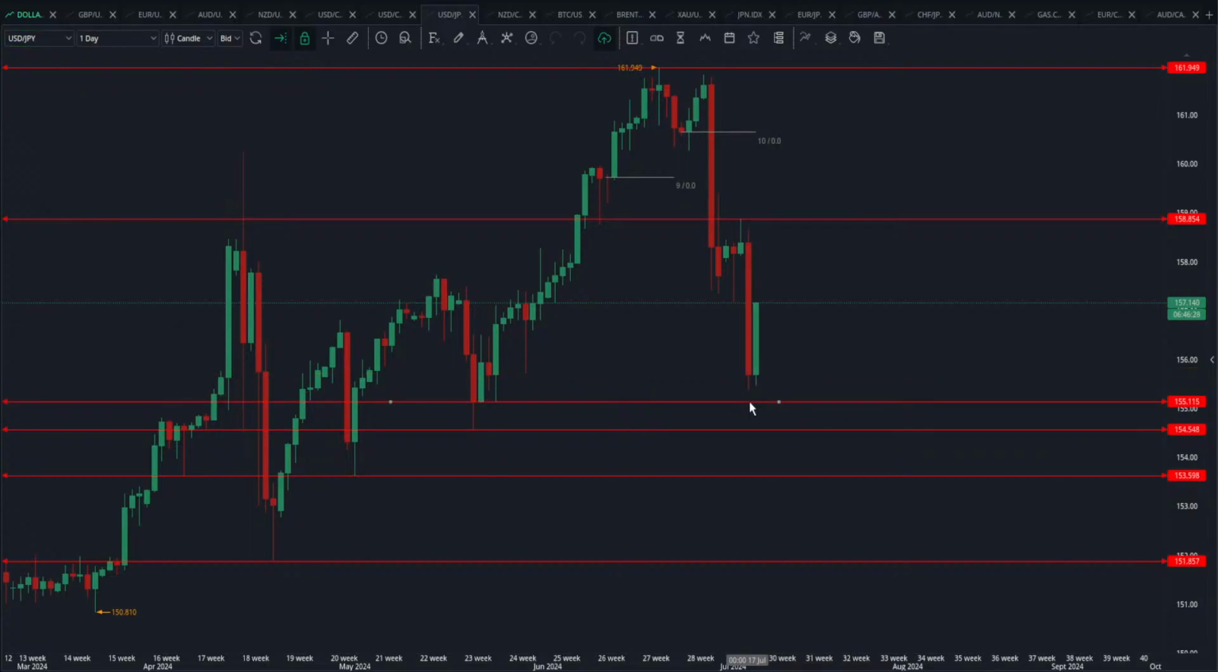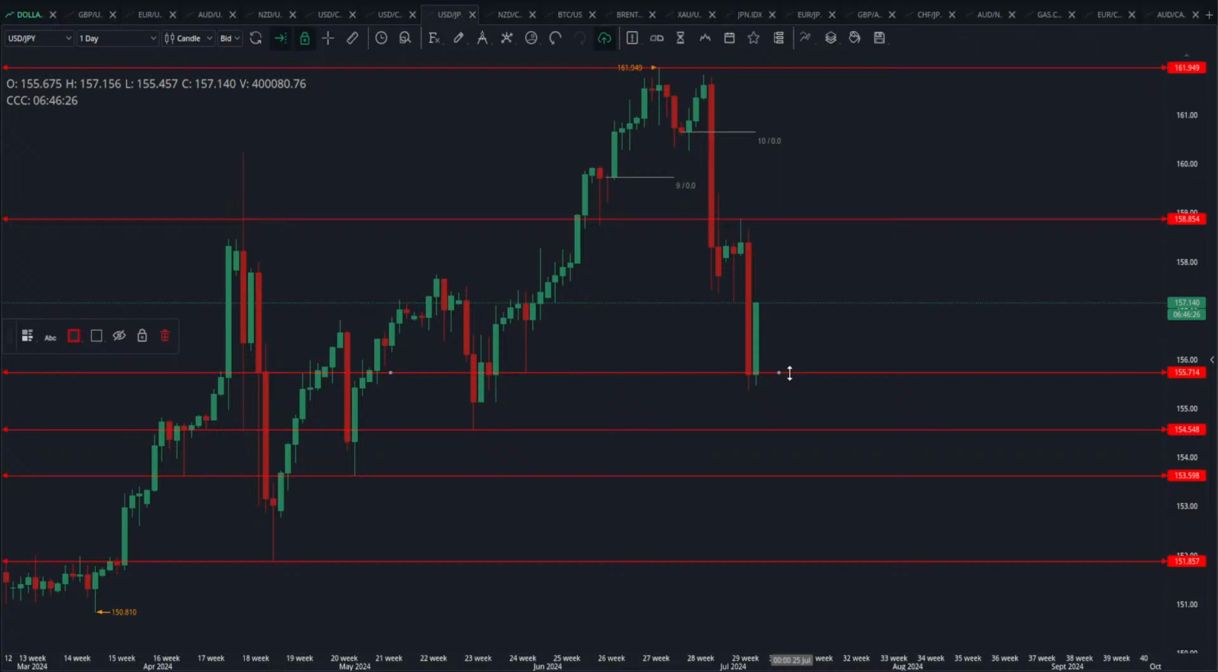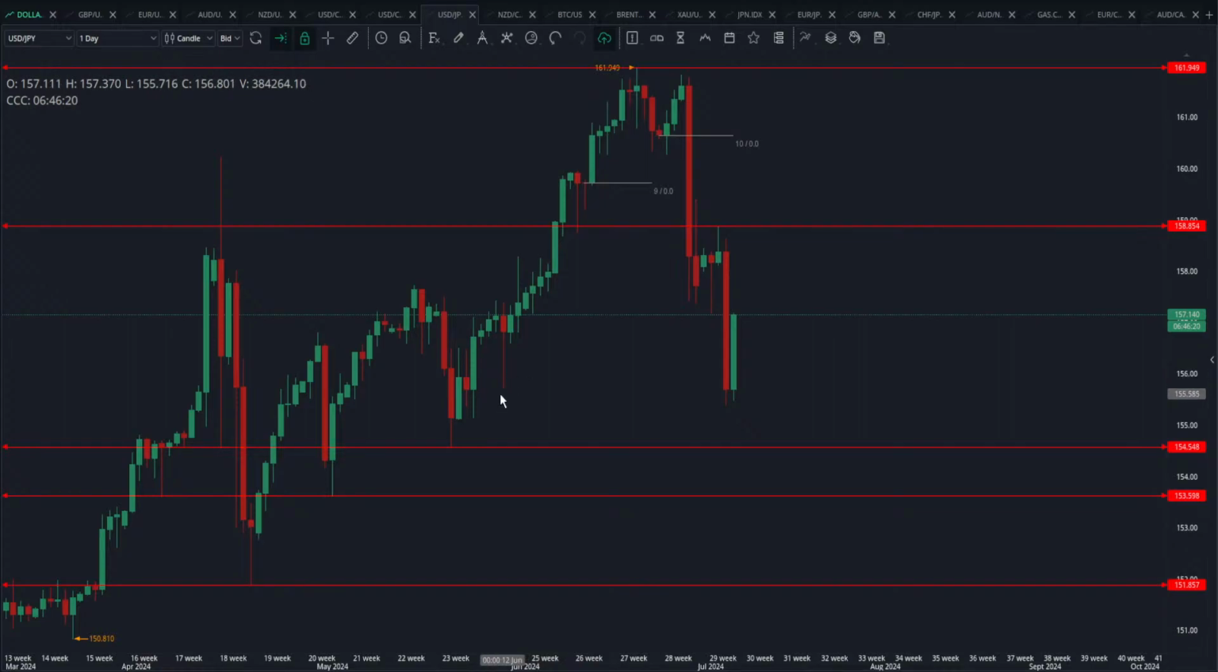So where is the potential support? This is not the potential support. Actually, we can delete it. The potential support is around 154.54. Okay, actually these lows are taken out, so we should keep them on the chart. Once we close again below this, then this should start acting as a resistance.